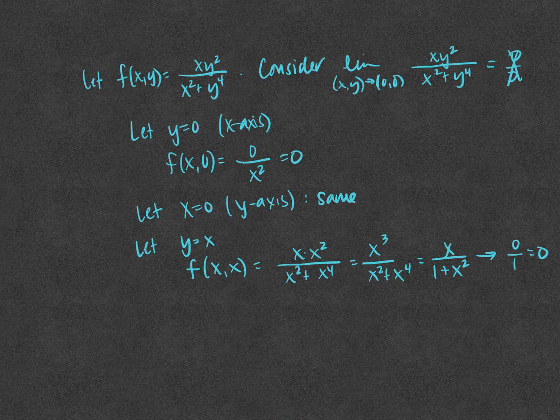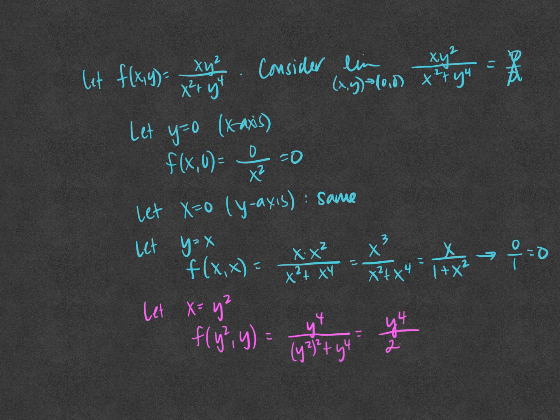We're going to switch it up, and I'm going to explain to you where this came from in just a few minutes. But let's go ahead and say let x be replaced with y squared. So we're going to say f of y squared, y equals y squared times y squared, which is y to the fourth. And then x squared would be y squared squared, plus y to the fourth. So that gives me y to the fourth over 2y to the fourth. So we get 1/2. Notice our different results, finally.